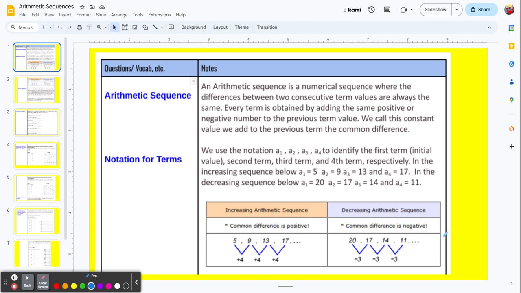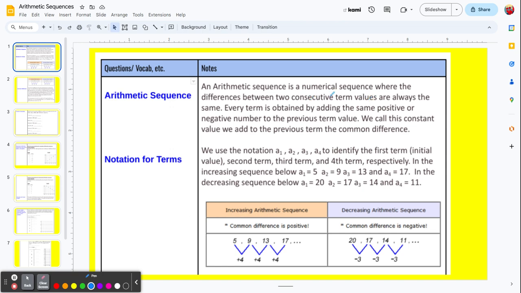All right, look at the one that's decreasing. So the initial value here is 20. Then they're adding negative 3 and get 17. They're adding negative 3 and get 14. Adding negative 3 and they get 11. So those are both examples of consecutive term values always being the same.